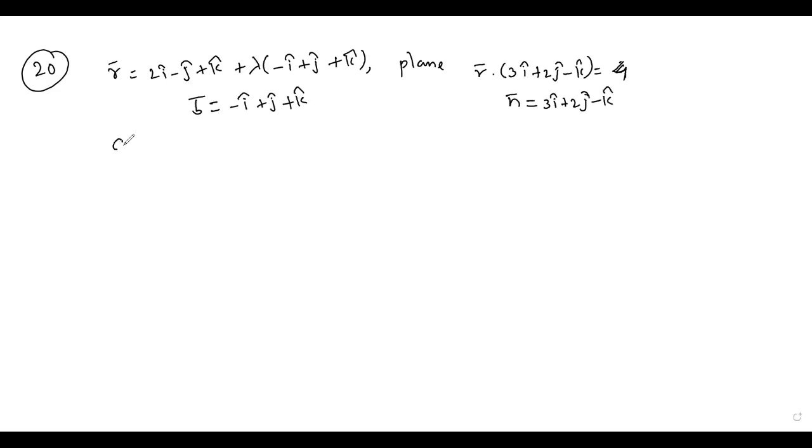We have a direct formula for the angle between a line and a plane: sin theta is equal to modulus of b bar dot n bar.